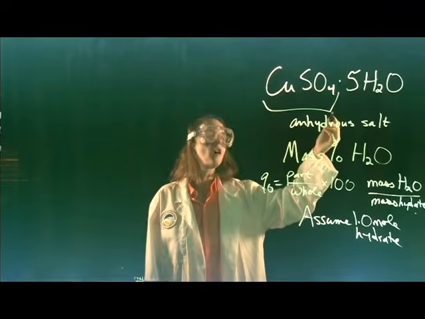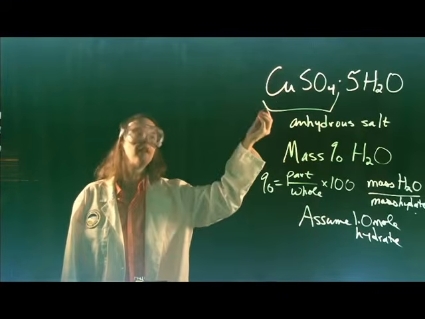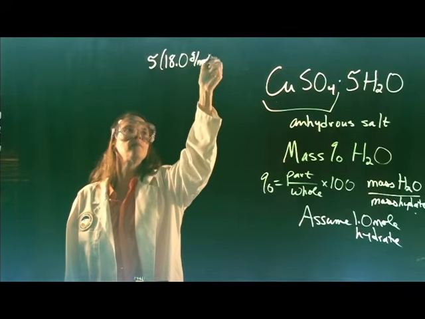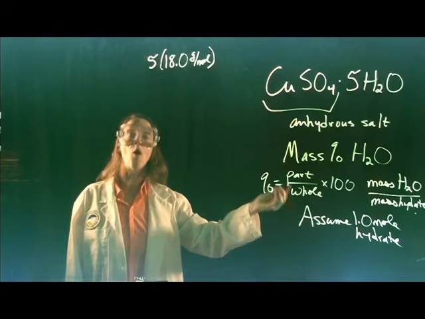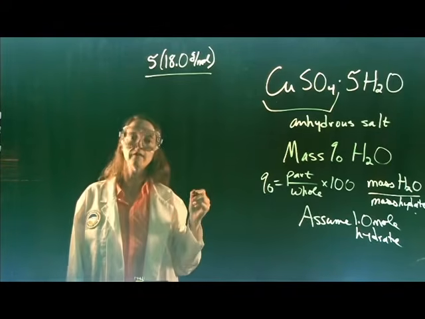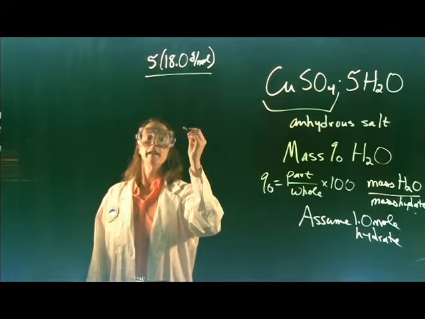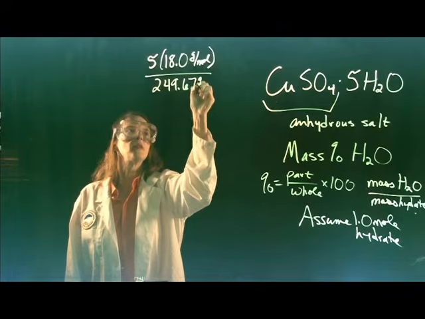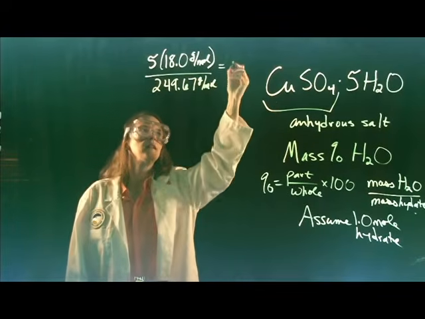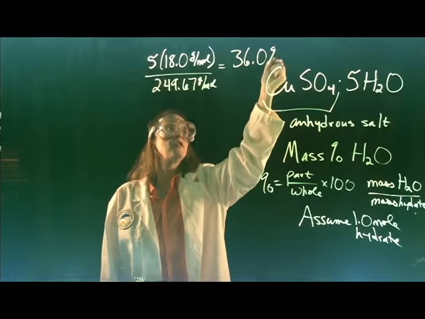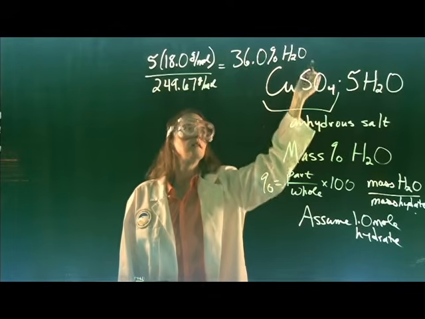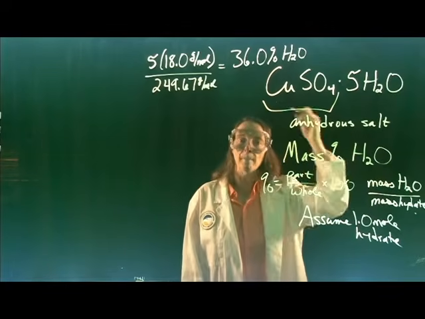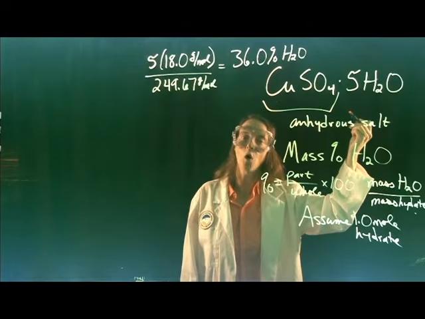The molar mass of water is 18 grams per mole, and there are 5 of them. So 5 times 18 grams per mole would represent the mass of the water. The mass of the hydrate, I looked this up ahead of time, is 249.67 grams per mole. That works out to be 36% mass of water. So that means that 36% of the mass of this compound is due to water.